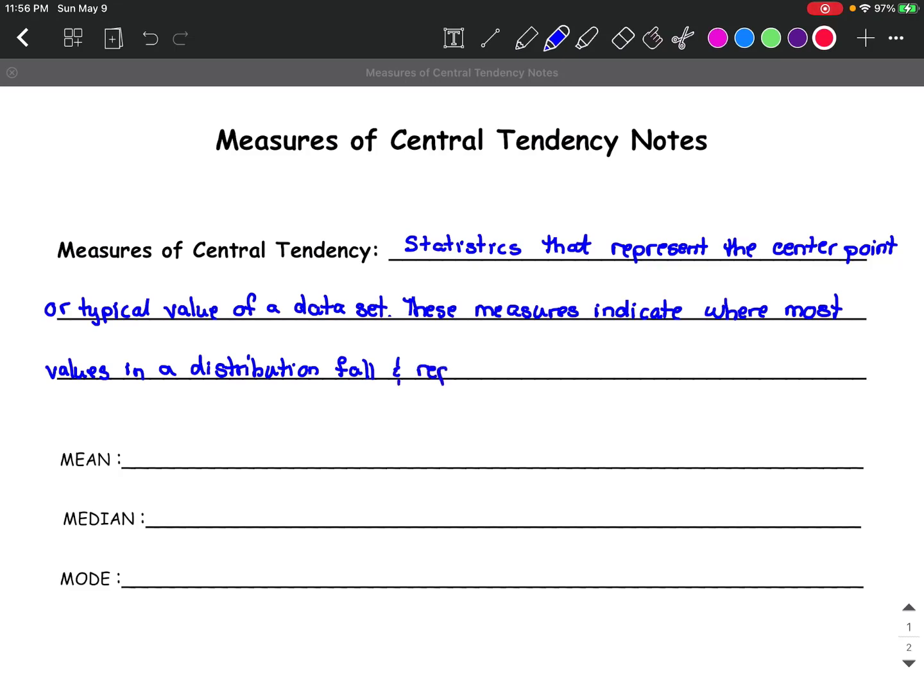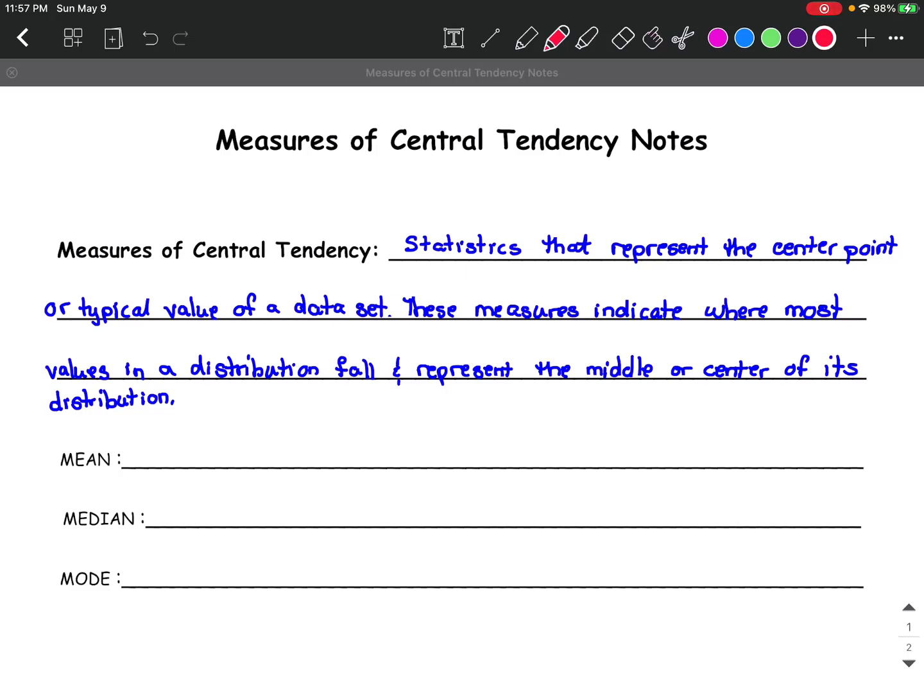and represent the middle or center of its distribution, hence the name. Okay, so the measures of tendency tell you where the center, where most of the data is. All right, that's what that is. Now let's get a little more specific.